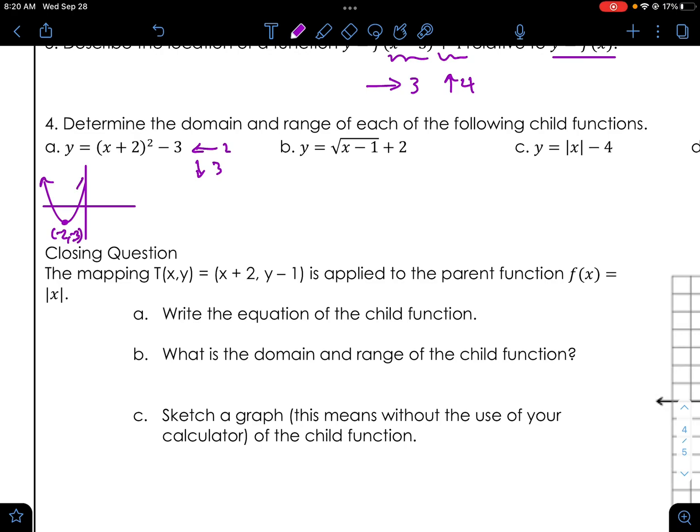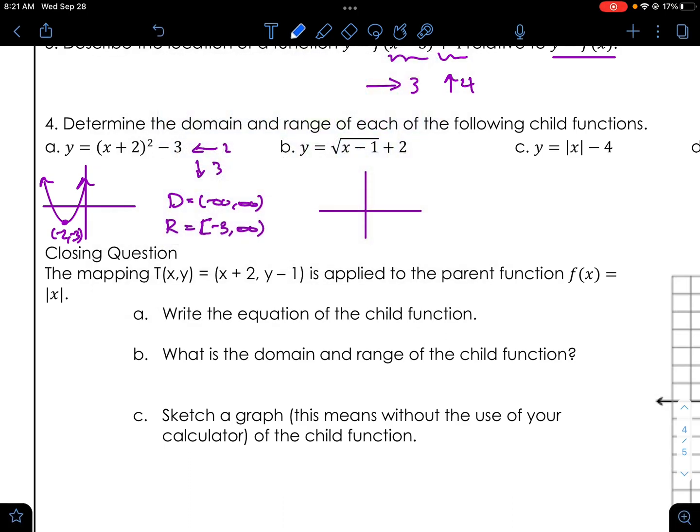So our domain is still going to be -infinity to infinity because that never changes for quadratic functions, and our range is going to be bracket -3 to infinity. Again, when you're doing this, you're trying to use what you know about the parent function and how it looks and what has happened with the translations.